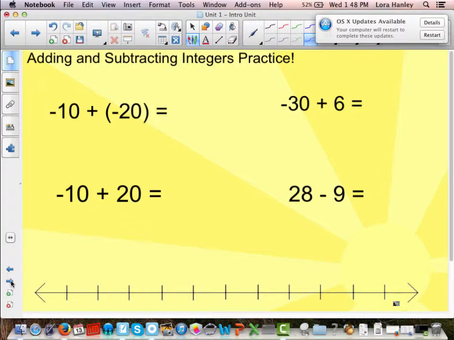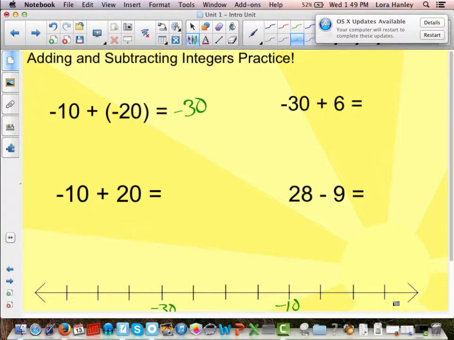Alright, so let's start with the first one. You have -10, so let's say I'm at -10 on a number line. I'm going to say -10 is way up here, alright? So I have -10 and I'm adding to that -20. When you add two positive numbers together, you're going to get a larger positive number. But if you're adding two negative numbers together, you should get a larger negative number. Starting at -10, we're adding -20 to that, and negative is to the left. So if I take away 20, that would put me down at -30.